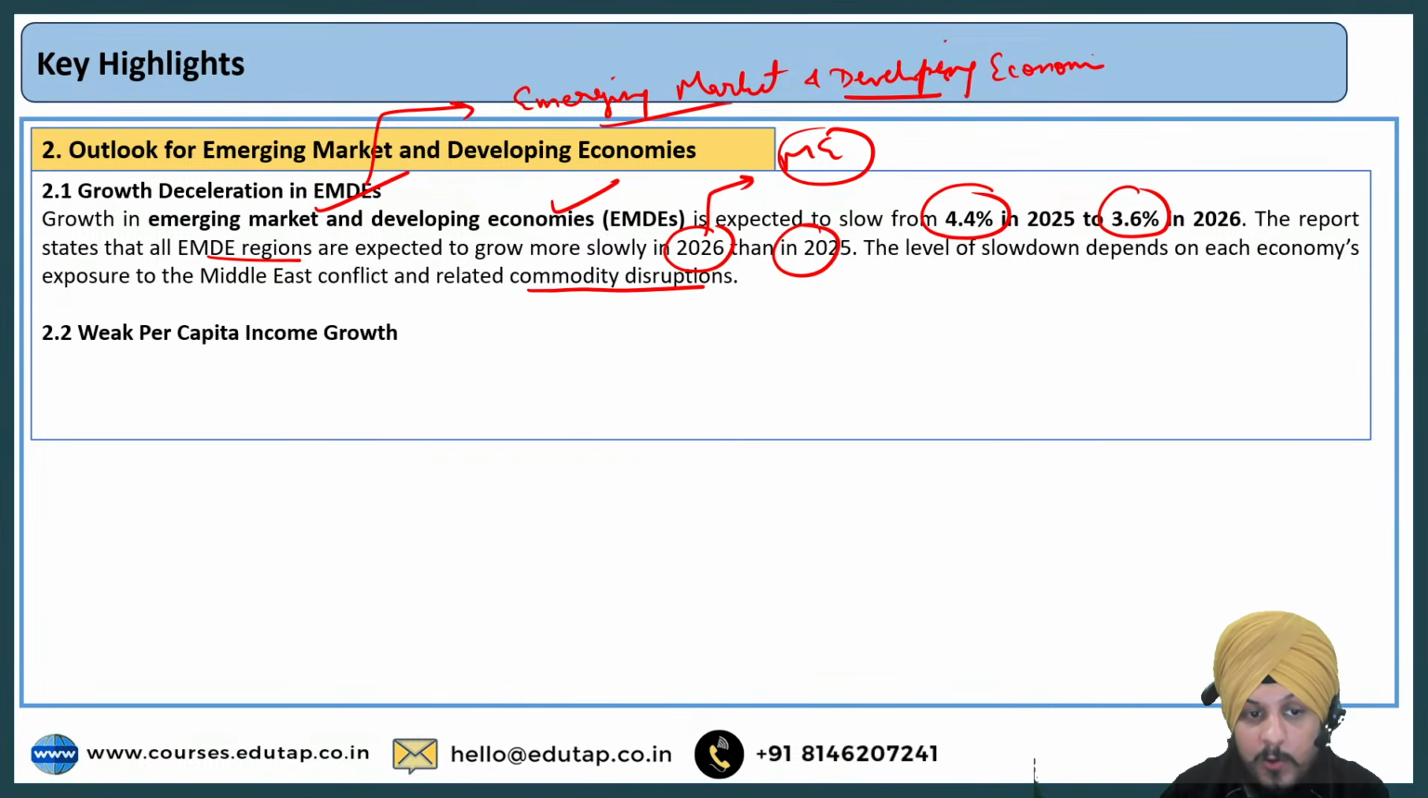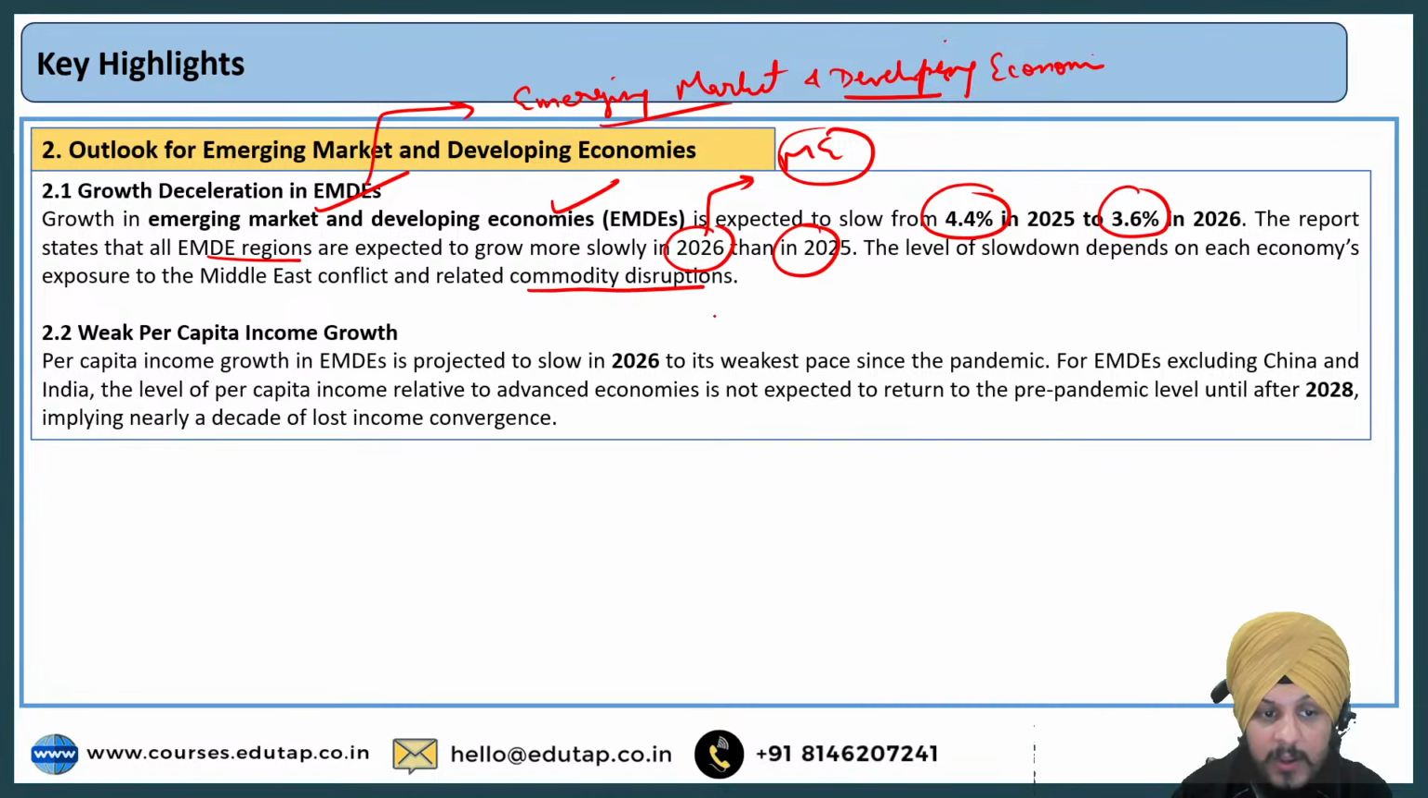Secondly, it talks about weak per capita income growth. So regarding this, it says that basically per capita income growth in emerging market and developing economies is going to slow in 2026 to its weakest pace since the pandemic. And for EMDEs, including China and India, the level of per capita income relative to advanced economies is not expected to return to the pre-pandemic level until after 2028, implying nearly a decade of lost income convergence.